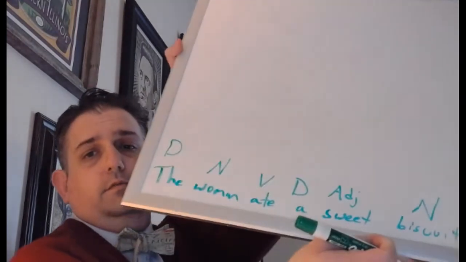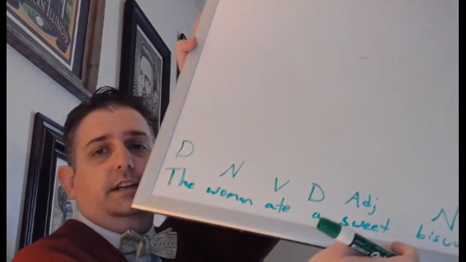In this case, that's going to be a determiner. Woman, that's going to be a noun. Ate is a verb. The is a determiner. Sweet is an adjective. And biscuit is a noun. So there we go. You can see it.